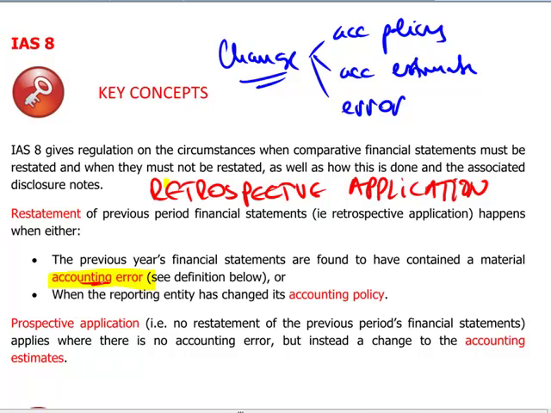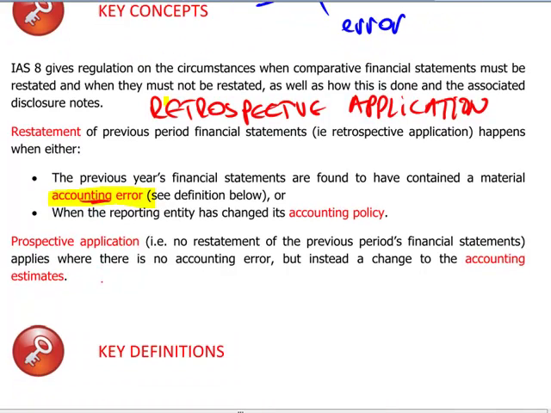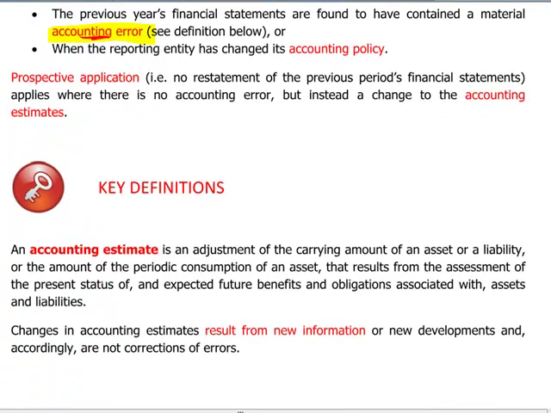And therefore, a change in estimate is prospective application, which we will apply from the moment of change this year onwards, as long as the conditions that led to the change still apply. So with an accounting estimate, as the name says, it's our best estimate each time at year end.